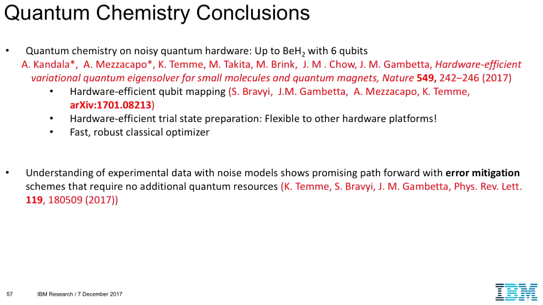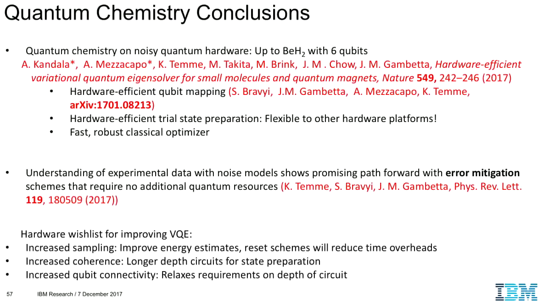So now it's just the conclusion. I want to point out 3 points from our quantum chemistry paper. The one new thing was this hardware efficient qubit mapping. Again, you could ask Sergey about this. And then also this hardware efficient trial state preparation. This is very flexible to other hardware platforms. And also we use this fast classical optimizer that is robust to stochastic errors.